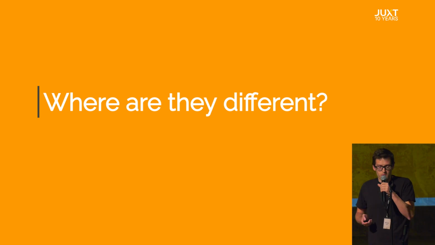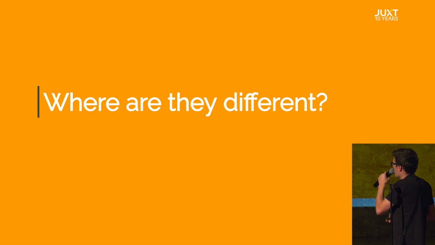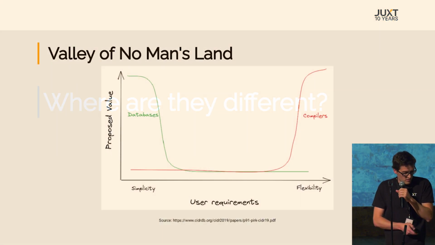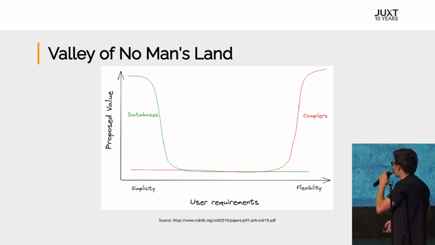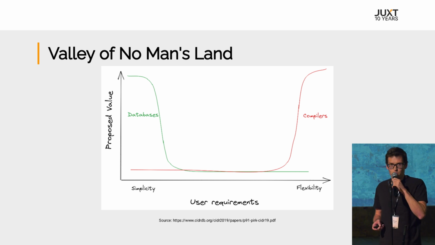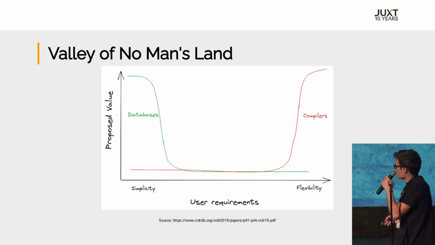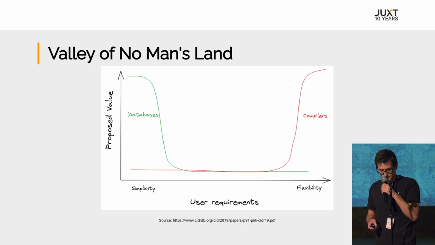So next I'm going to talk about where they're different. For that I grabbed this little diagram from a paper. On the x-axis, you're seeing the user requirement in terms of simplicity on the left to flexibility on the right. And then the y-axis is talking about the proposed value.